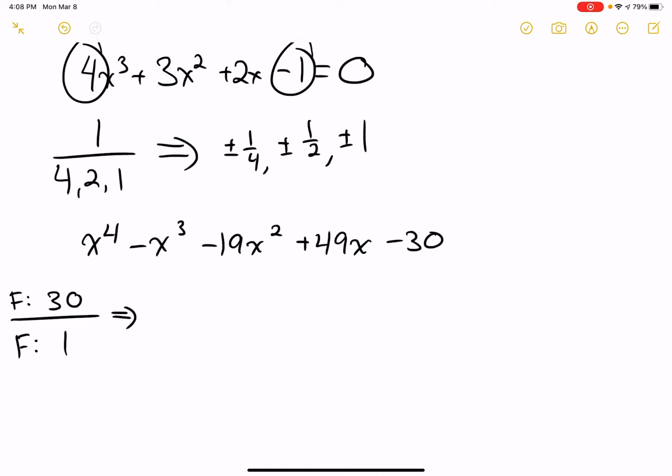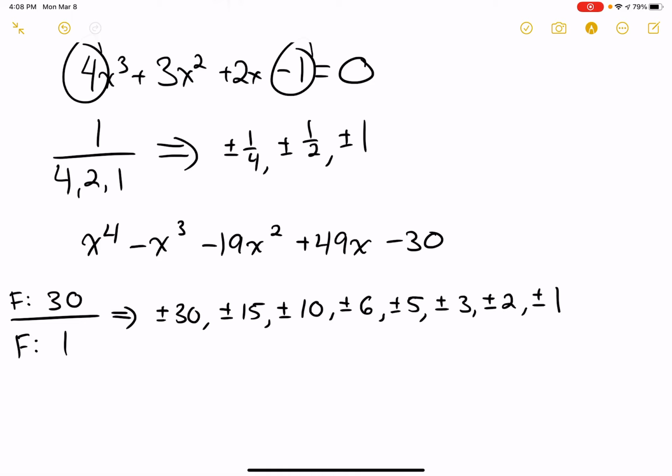So now I got to think of what are my factors of 30? Well, I could have plus or minus 30, plus or minus 15, plus or minus 10, plus or minus 6, plus or minus 5, plus or minus 3, plus or minus 2, plus or minus 1.